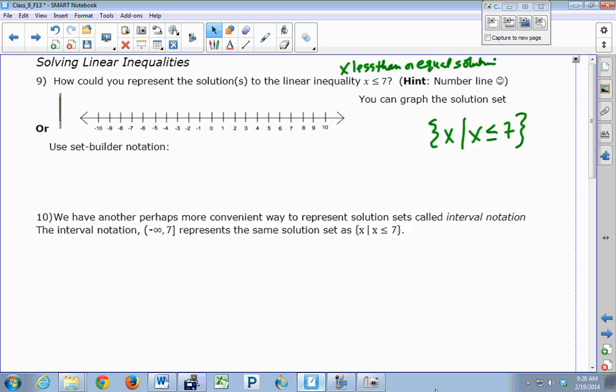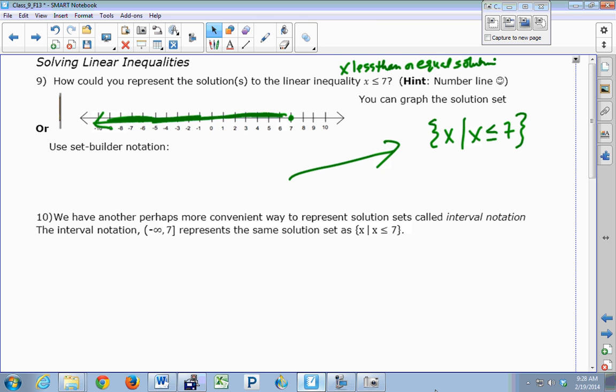Summer? Close circle at 7, yep, because I'm including 7. Right, arrow all the way to the left. So that's how I would represent this set, the set of all numbers less than or equal to 7, using a number line, okay?